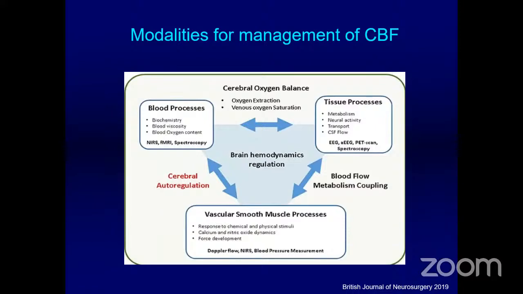So there are so many parameters that are working for the maintenance of the cerebral blood flow. Now, is it possible to get a continuous NIRS or an MRI or a spectroscopy, EEG, or PET scans, Doppler flow, blood pressure measurements done constantly in a patient?